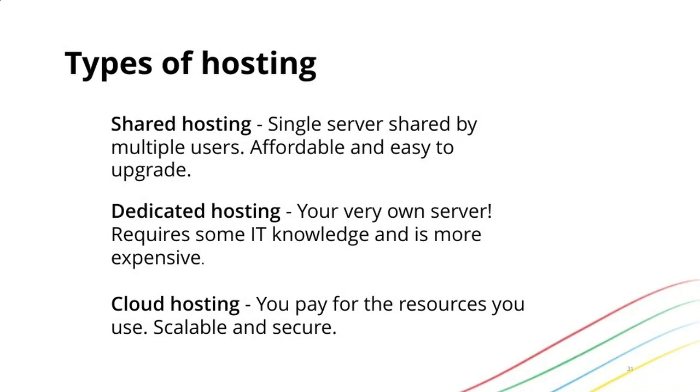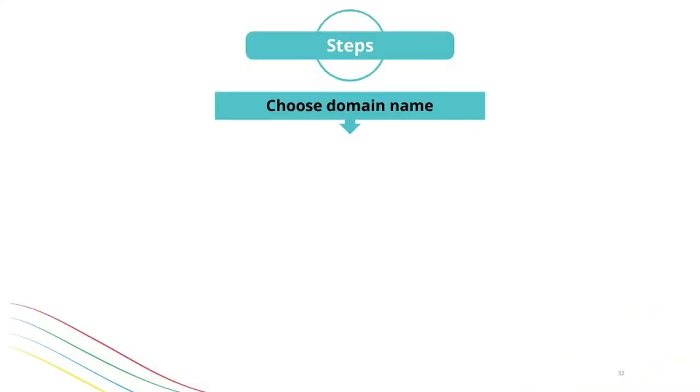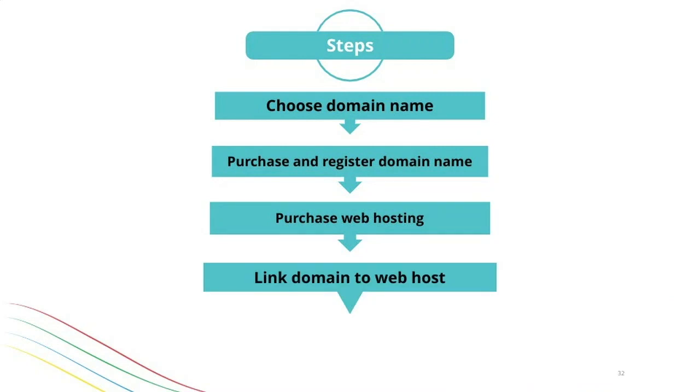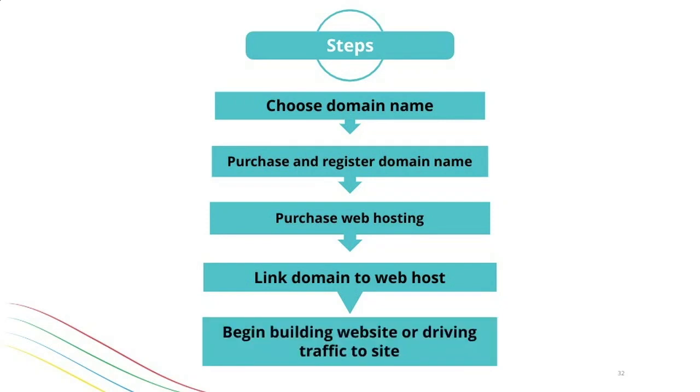And now that I've given you the tools and the information you need to make these educated decisions for yourself and for your organization, I'm going to go back to the steps and ask, what have we done so far? We've chosen our domain name. We have purchased and registered our domain name. We've purchased our web hosting and linked the domain to the web host. Super easy. I'm not going to show you that because it's different for every domain and web host combo, but it's not super hard. It's copy pasting. You should be able to do it. And then begin building the website or driving traffic to that site. And that's what my colleagues will be going over in the coming weeks.